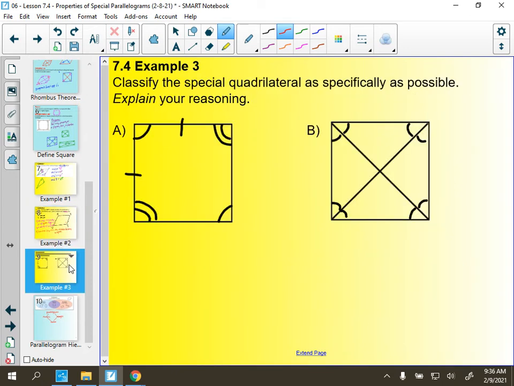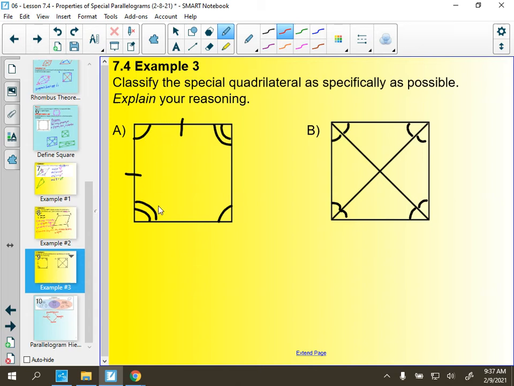All right, last one. So we've seen some stuff like this based on the marking. It's asking us to classify the quadrilateral as specifically as possible, and same thing, explain. So we kind of looked at this one already as far as some of the notes, but let's go just one at a time here.